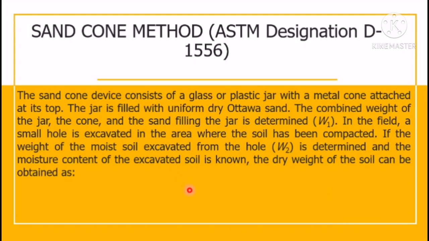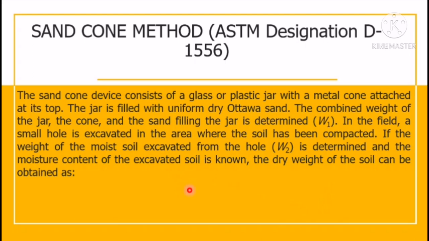And then, the sand cone device consists of a glass or plastic jar with a metal cone attached at its top, and the jar is filled with uniform dry Ottawa sand. The combined weight of the jar, the cone, and the sand filling the jar is determined as W1. So, in the field, a small hole is excavated in the area where the soil has been compacted.